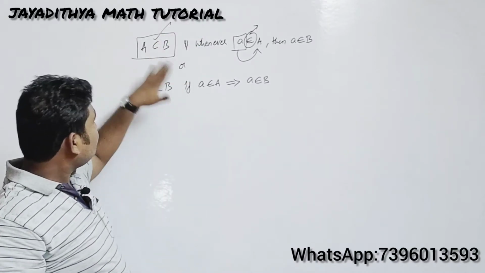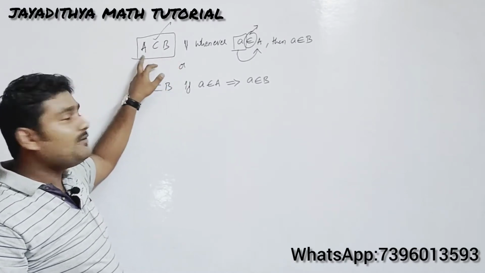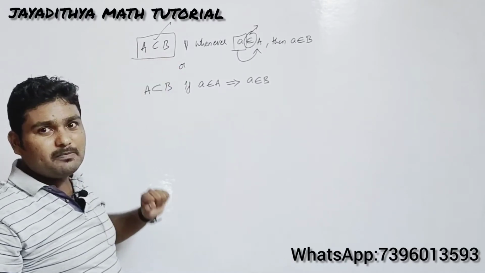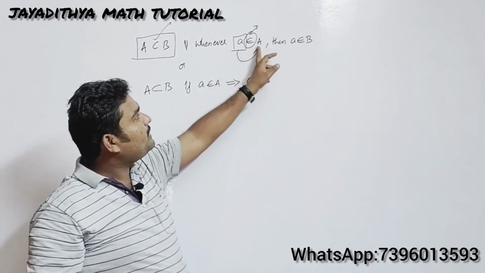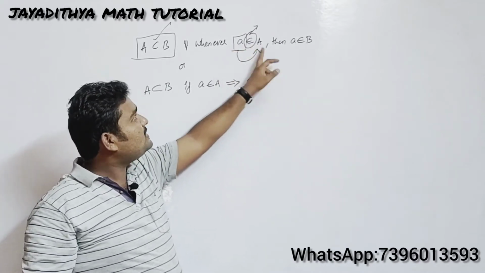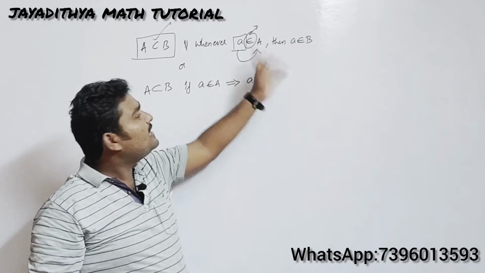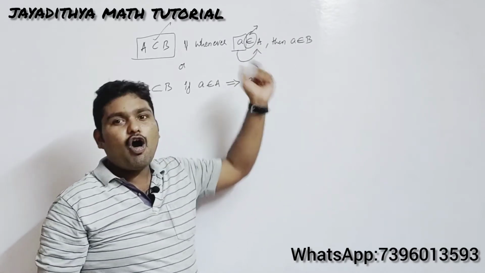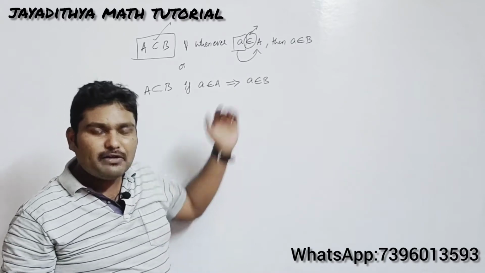Whenever you have A subset B, that means A is a subset of B. That means each and every element of set A is present in B. So each and every element of A must be in B. That means if small a is an element belonging to set A, then what can you say? So a also belongs to B. You will have a clear understanding about this when we are solving the problem.